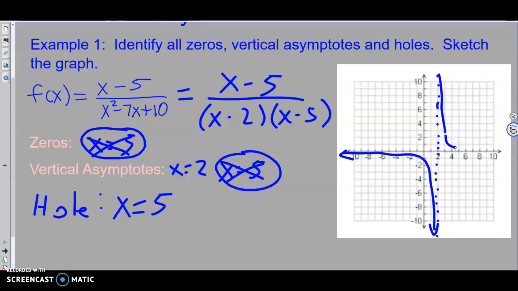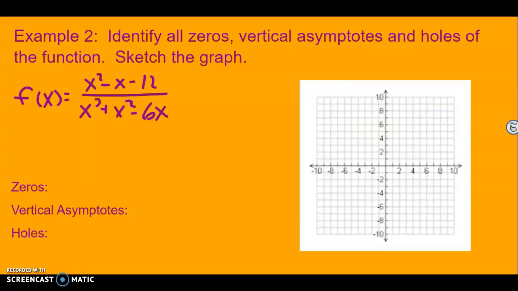I'm going to leave a little blank space there at 5, and I'm going to put in an open circle to show that this function is undefined at 5. It has a hole in the graph. We call that a point of discontinuity. All right, let's look at a higher level example now before we go on to the rest of our homework.